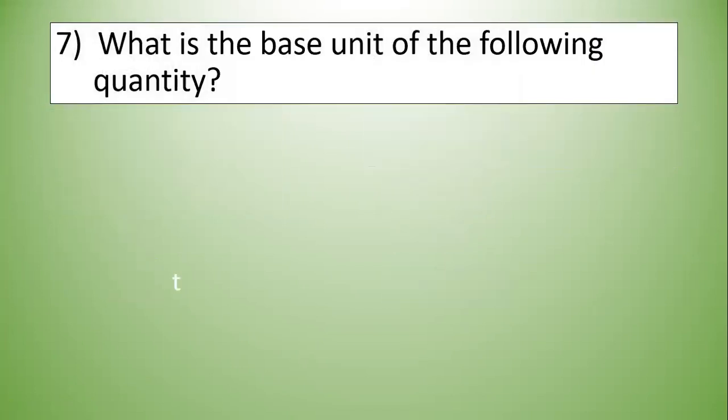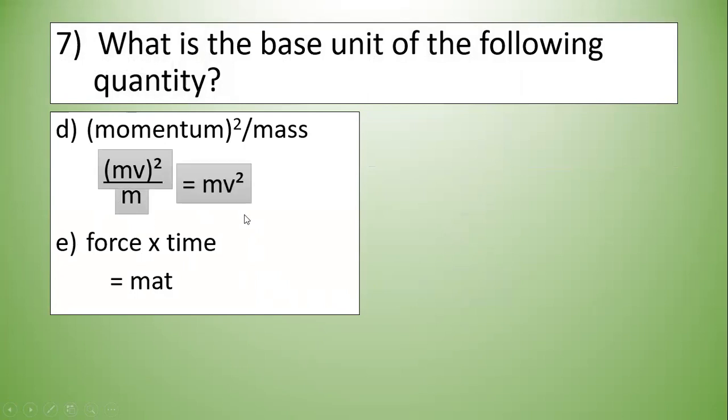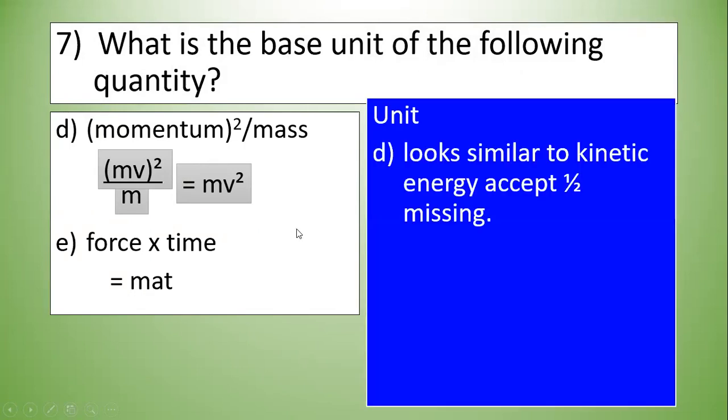What's the base unit of the following quantity? Right? You should be able to do it yourself. Okay, so write down the equation, momentum squared divided by mass. Right? Cancel the mass off. So you got mv squared. Straight away, you know this is like kinetic energy. The unit looks similar to kinetic energy, except we don't have the half. Half doesn't matter, half doesn't have a unit. Right? So we can do it very fast if you can recognize this as energy. If not, work it out.